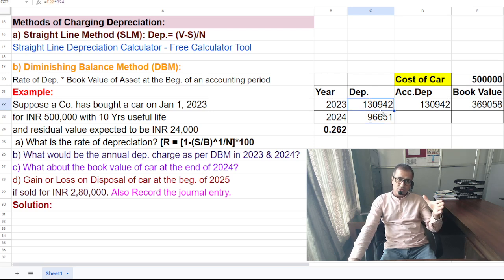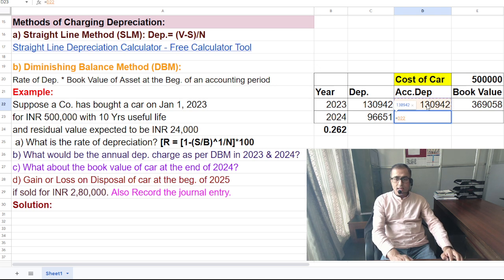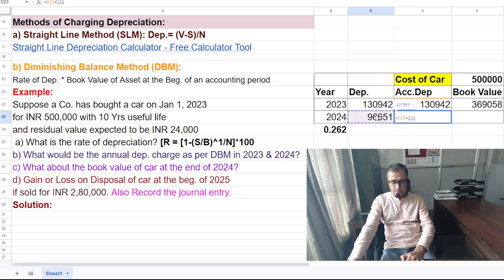Under the straight line method, annual depreciation will be the same, while in the case of the diminishing balance method, or reducing balance method, your depreciation amount keeps on decreasing, right? Because your book value of the car also decreases. Now what about our accumulated depreciation? As we do in statistics as well, like cumulative frequency, you can do it.